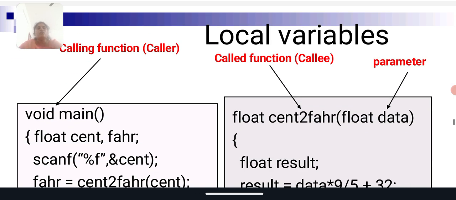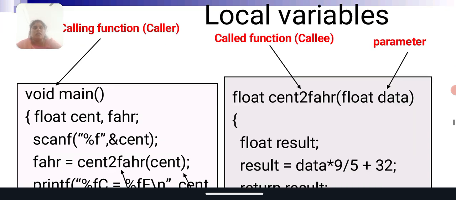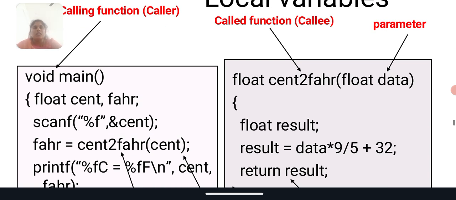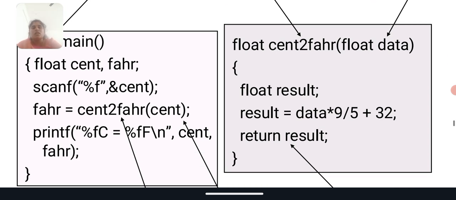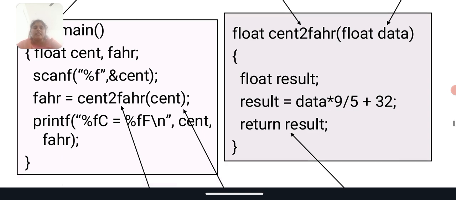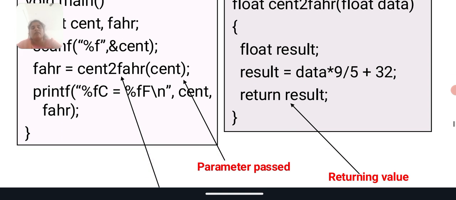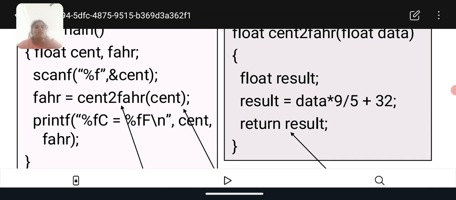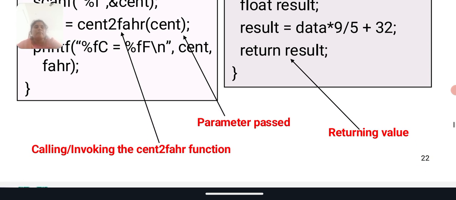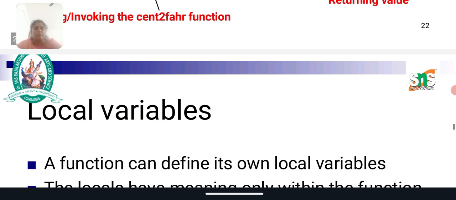Next, we will see the meaning of a local variable in a function. We all know that void main is the caller function, because it is the main program. Here I am using Celsius to Fahrenheit, which is a function. It performs the conversion of the Celsius value into a Fahrenheit value. Celsius is passed as the parameter, and the function returns the result value to the main program.